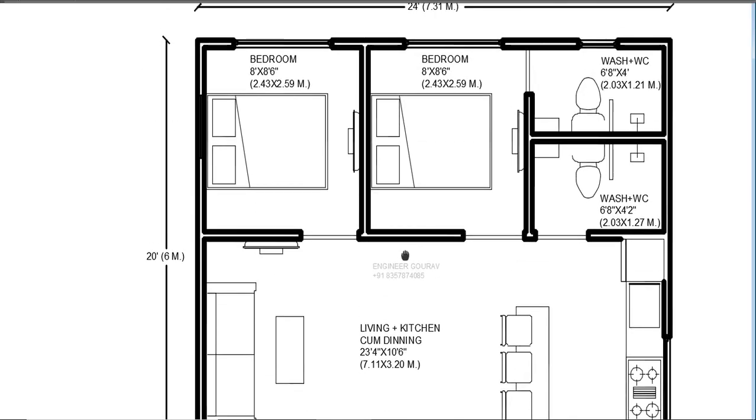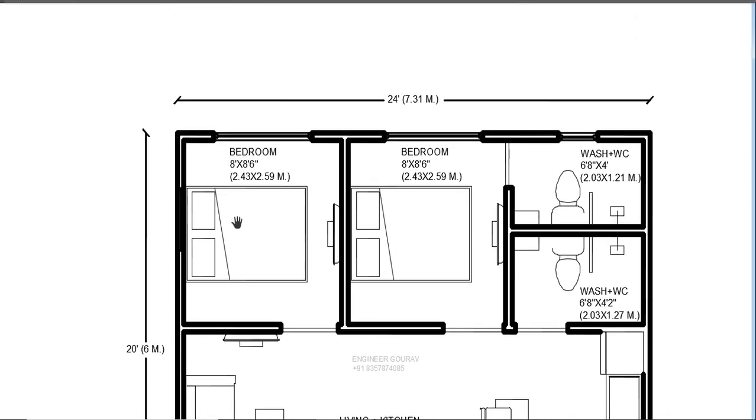After that we'll go inside. So on the left side we have bedroom number 1 here. You can see here the bed arrangement and also the TV unit on the front wall and a large size window for ventilation and light purpose.